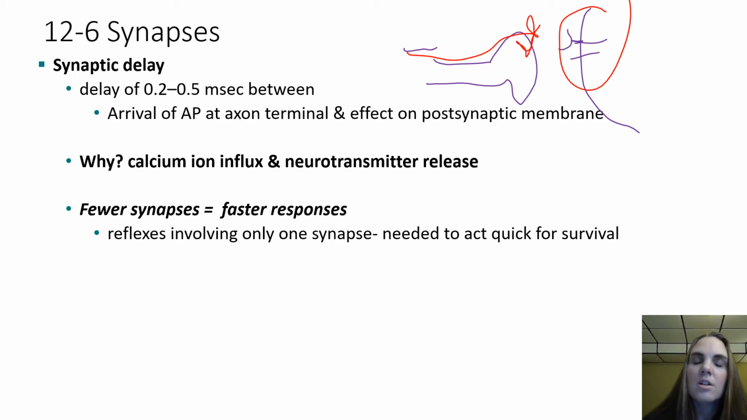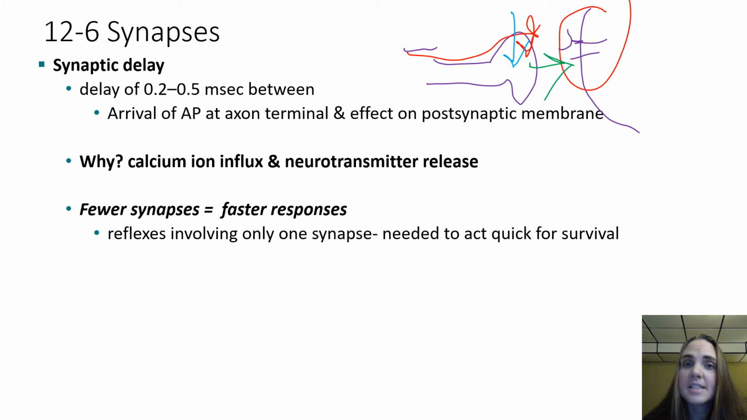So remember, for the neurotransmitter to be released, we have to have calcium coming into the axon terminal. And then that neurotransmitter is also going to take time to cross that synaptic cleft. So both of those things take a little time, and that's what causes our synaptic delay. What this means is that the fewer synapses we have in a pathway, the faster the response is going to be.